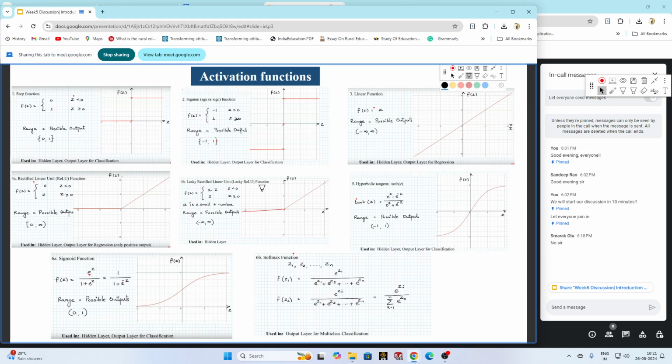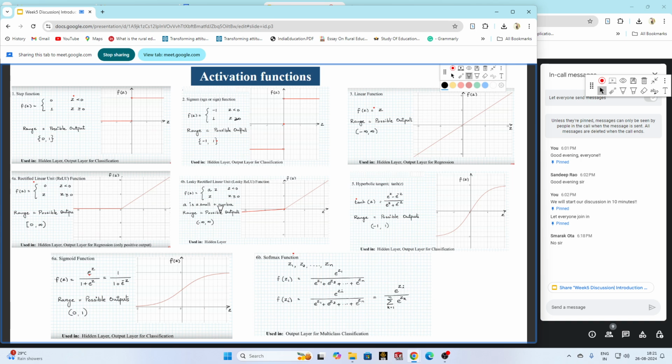Okay, so this is your rectified linear unit, or ReLU function. Your fourth function is the leaky rectified linear unit, leaky ReLU. Leaky ReLU is very much similar to your ReLU function.